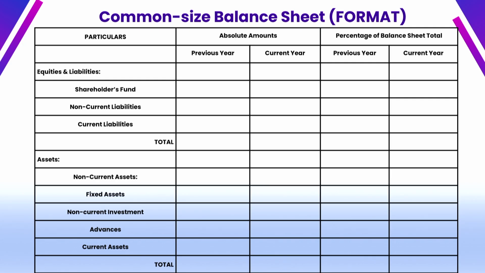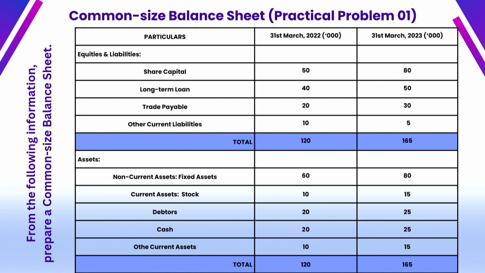As you can see here, this is a balance sheet of an organization having the various items of equities and liabilities as well as the assets, and the 2 years indicating the absolute amount and the percentage change of the financial items. Now, this is the problem which we are going to solve. From the following information, you have to prepare a common size balance sheet.